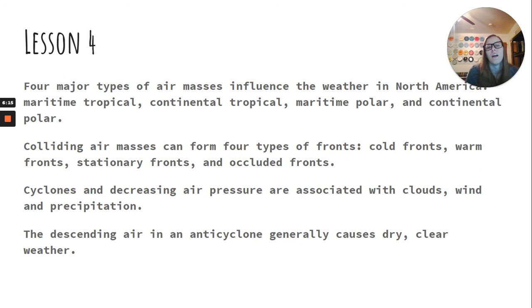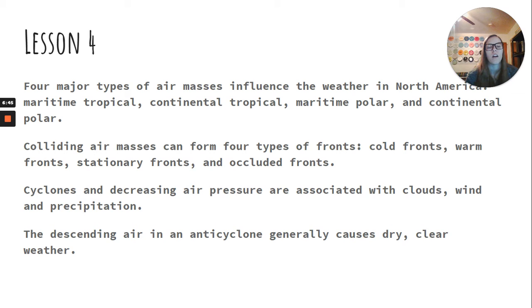Lesson 4, 4 major types of air masses influence the weather in North America: maritime tropical, continental tropical, maritime polar, and continental polar. I already told you what that question is going to be like. It's going to be matching. Colliding air masses can form 4 types of fronts. This one you're going to have 2 of them that are listed and 2 of them that are not. You'll have to pick the other 2. So you have cold fronts, warm fronts, stationary fronts, and occluded fronts.